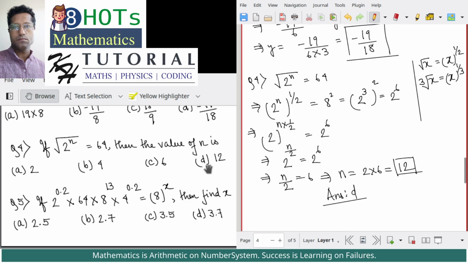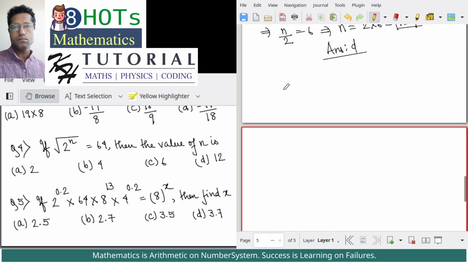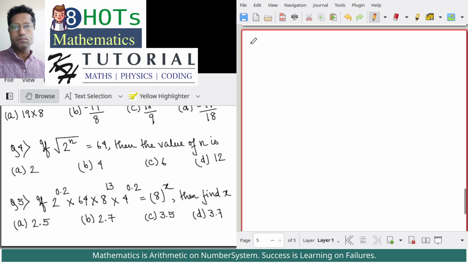Okay, let's do the last problem. Question number 5. The equation given is 2 to the power 0.2 multiplied by 64 multiplied by 8 to the power 13 multiplied by 4 to the power 0.2 is equal to 8 to the power x. We have to find x.